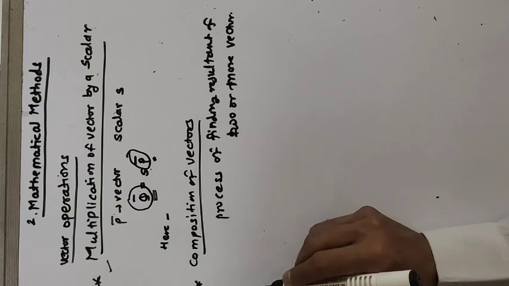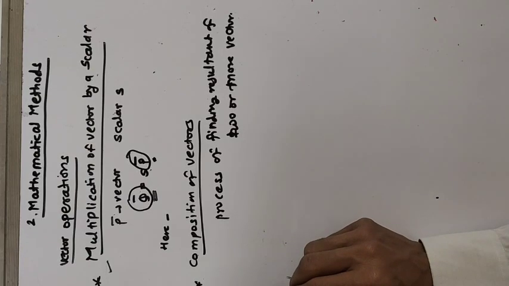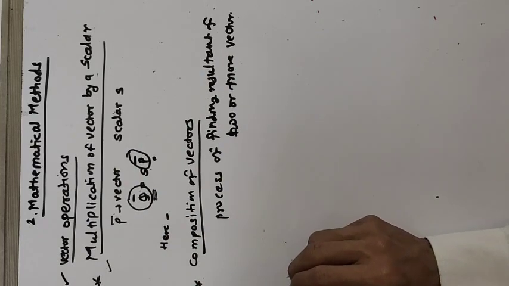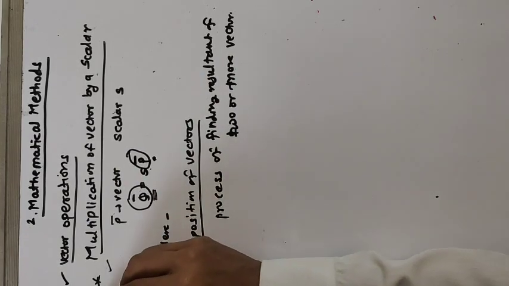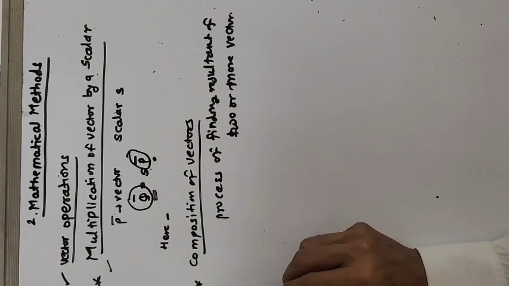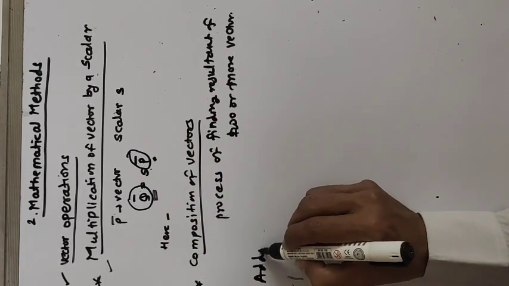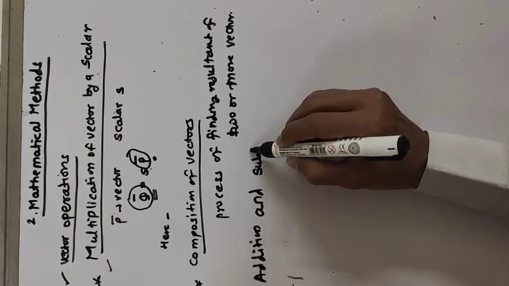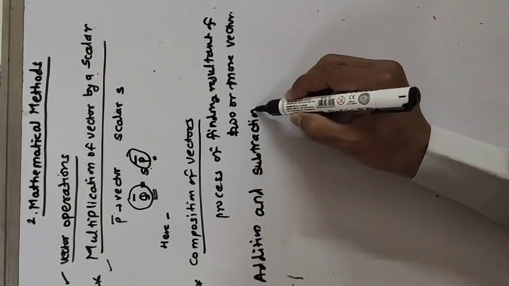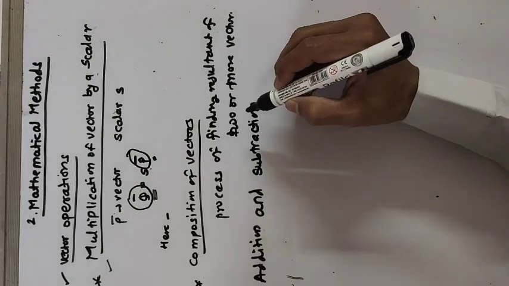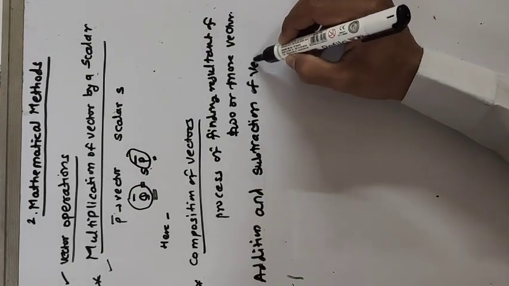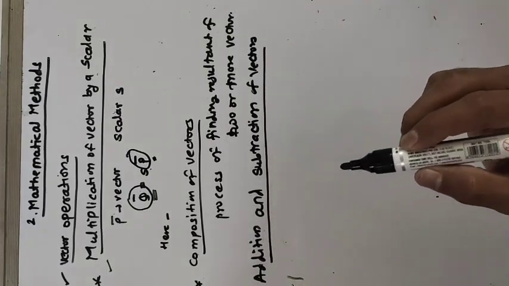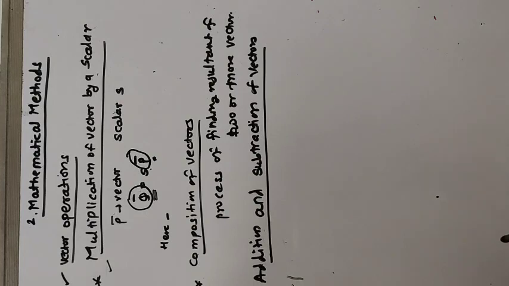Okay, now we are going to the second vector operation, and that is addition and subtraction. This is the first vector operation and this is the second vector operation: addition and subtraction of vectors.